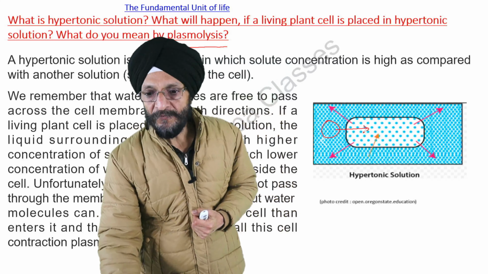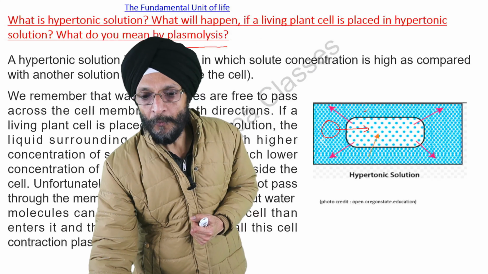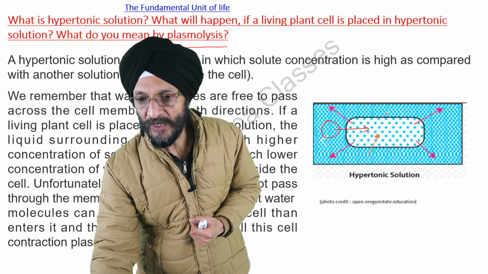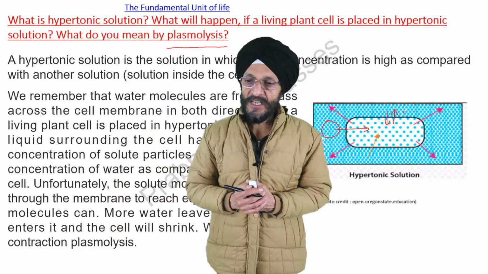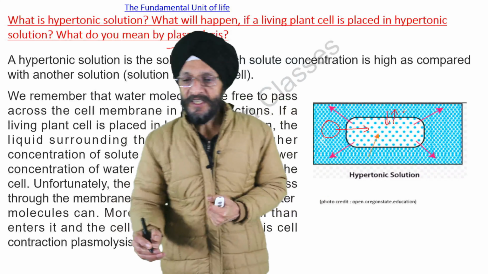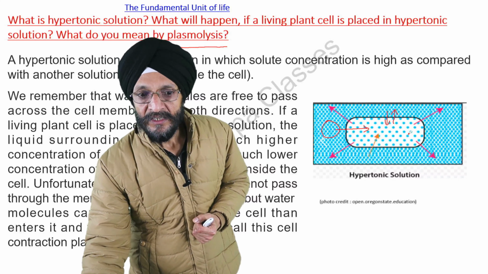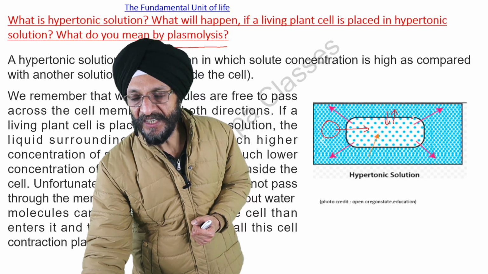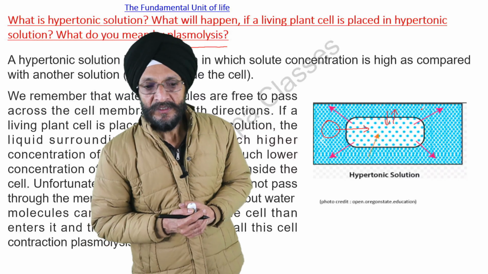All of us know that water molecules are free to pass through the cell membrane in both directions, that is, water molecules can come in and go out of the cell membrane. If a living plant cell is placed in the hypertonic solution, assume that this is the cell and it has been placed in the hypertonic solution, then what will happen?